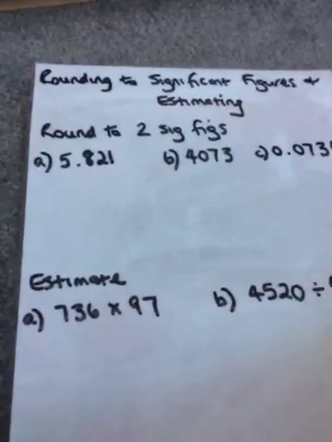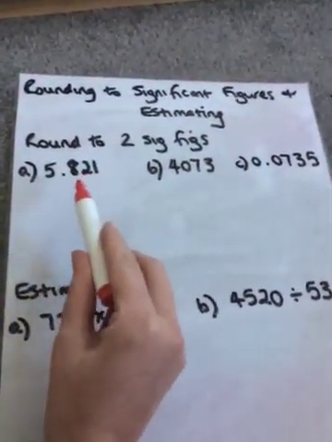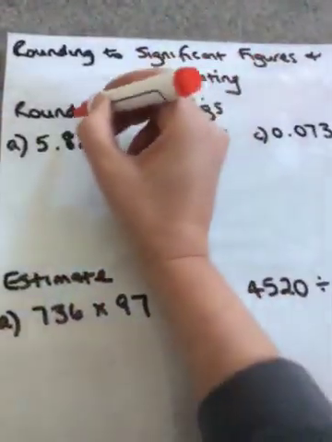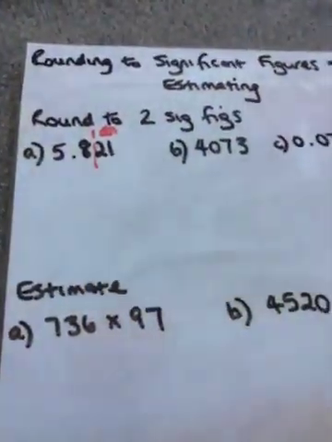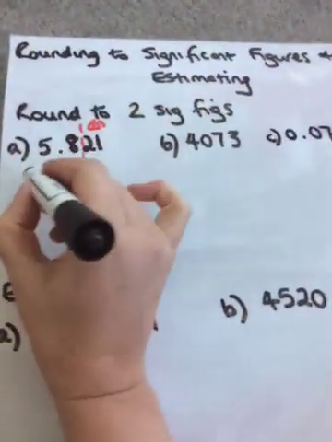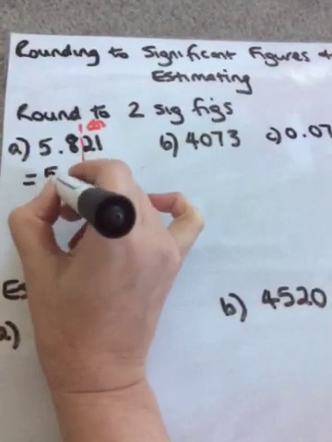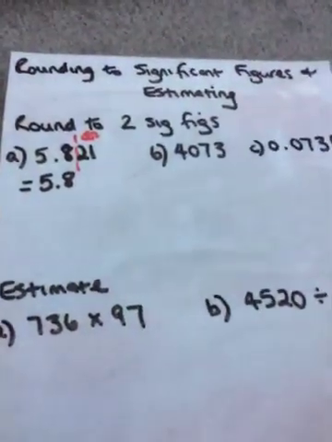So, in this first one, the 5 is my first significant figure, and the 8 is my second significant figure, so I'm going to use the 2 to decide what to do. 2 is 4 or less, so I'm going to leave it alone. So basically I'm rounding to 1 decimal place, so my answer is going to be 5.8.